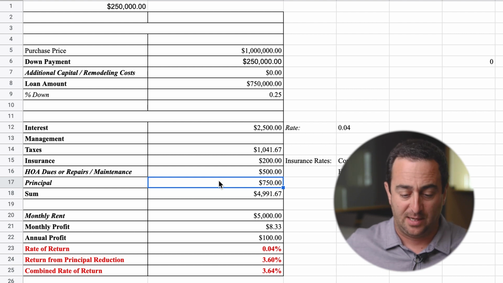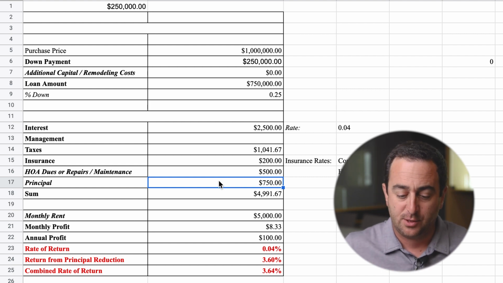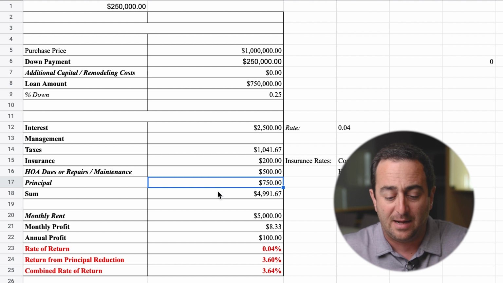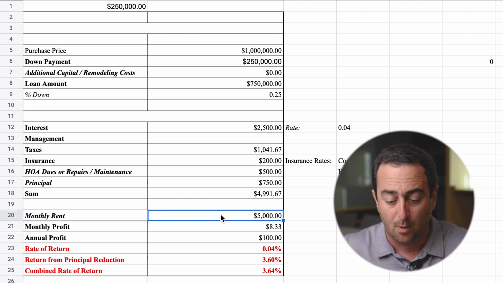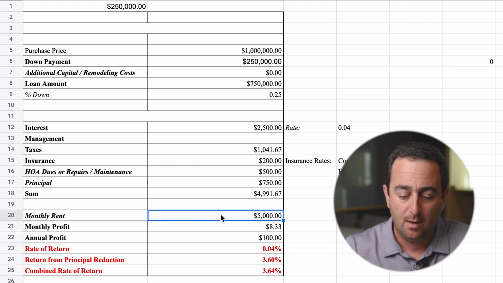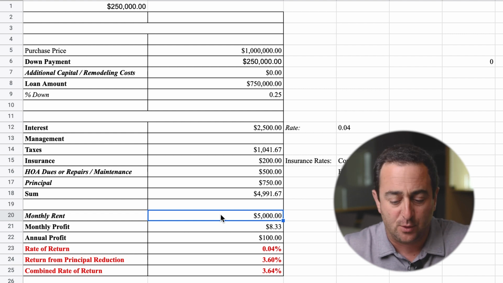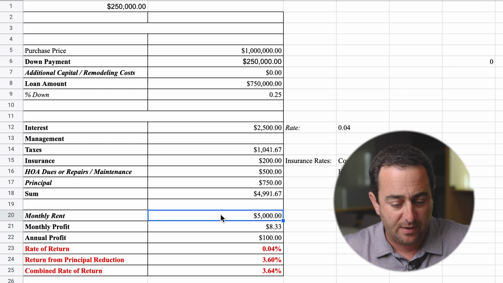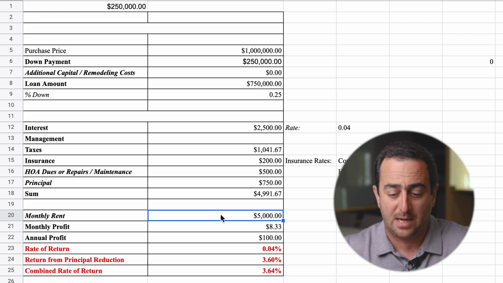Now let's get to the good stuff. What's the profit? So in this scenario, I've estimated a monthly rent of $5,000. We'll play around with that number. At $5,000, you can see there's no profit to be had on this property, except for the $750 a month that we're getting from the amortization of the principal. That's a total of 3.6%.